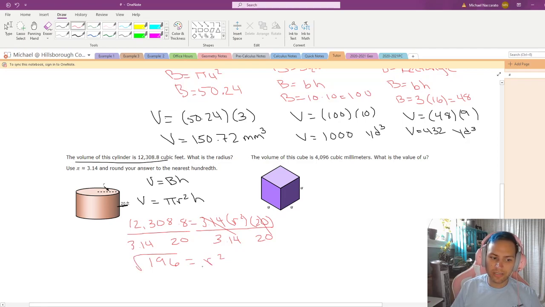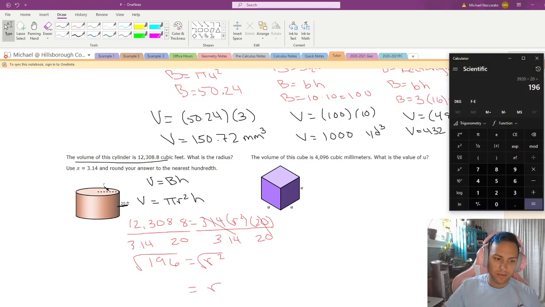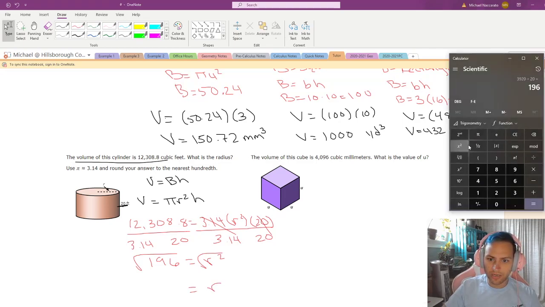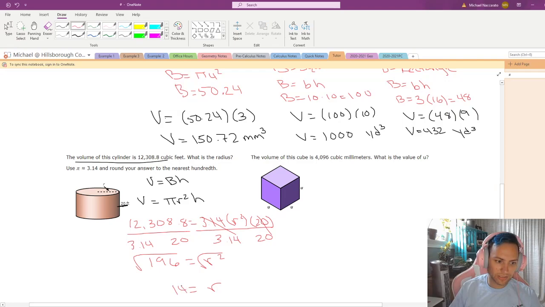Well, ultimately, I know then to get from r squared to just r, I'm going to have to square root both sides. Taking the square root of 196, I get 14. So I can see now that the radius here is 14.